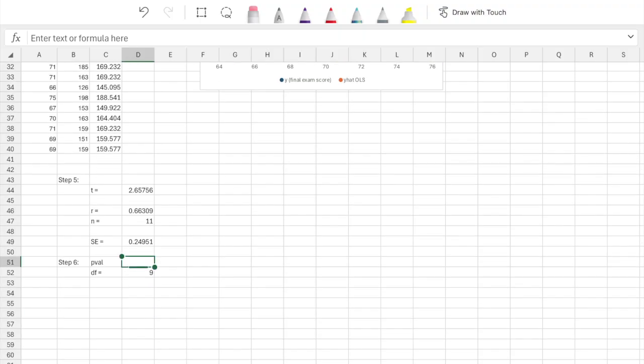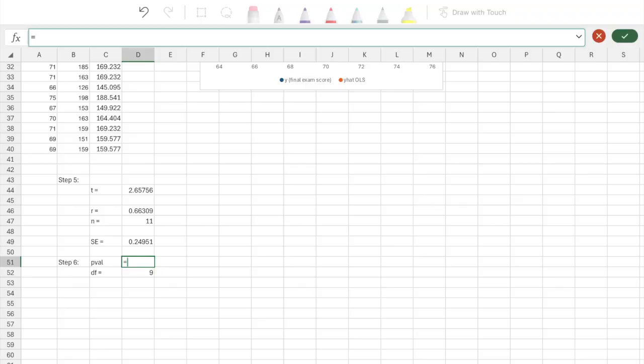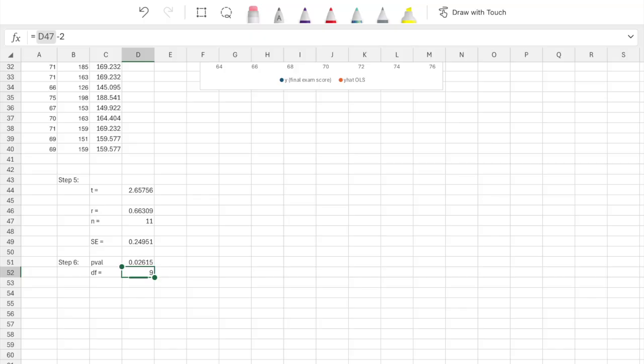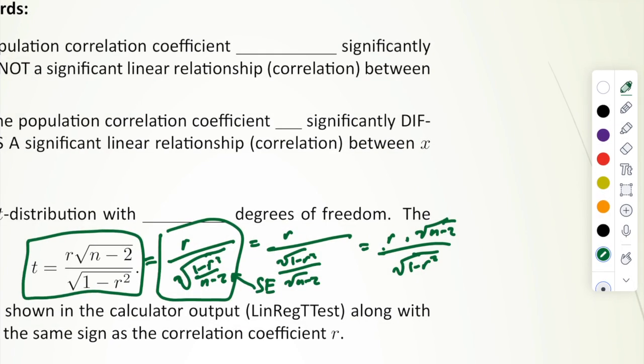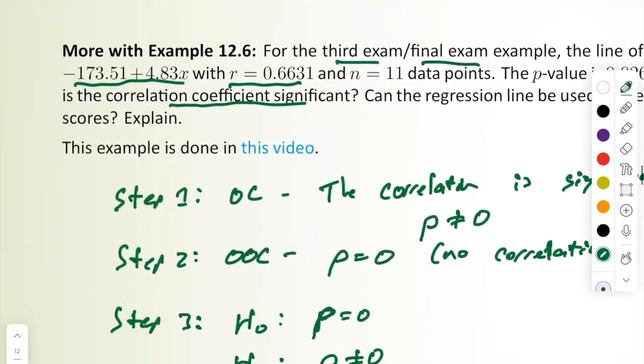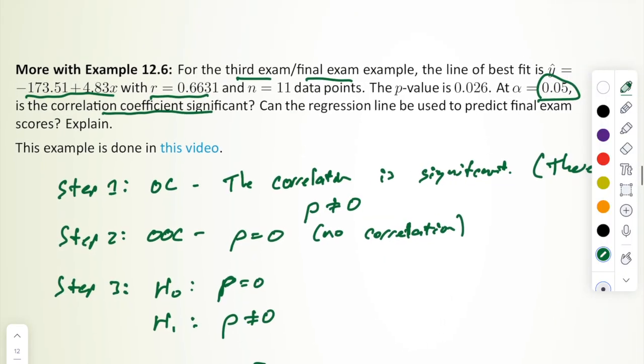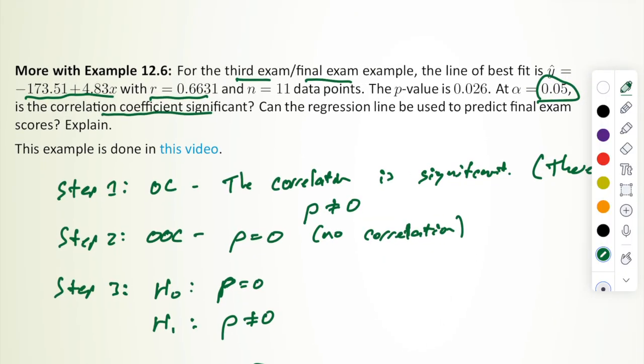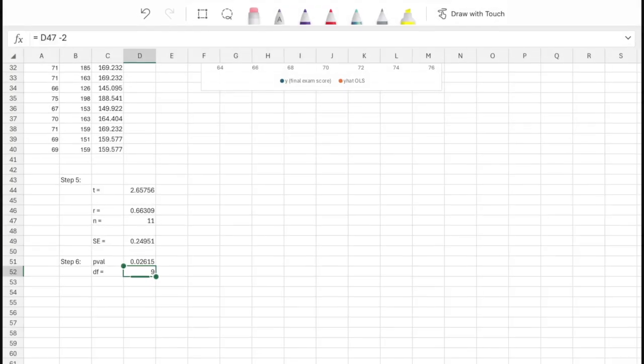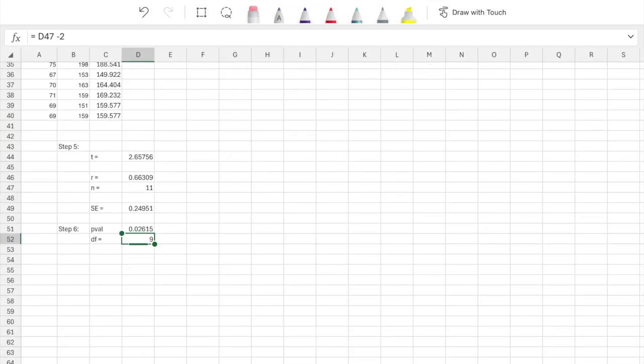All right, so I've got my degrees of freedom. Now I need my p-value. So this is going to be t dot dist dot 2t. It's a two-tailed test. I take that t-value, and I take that degrees of freedom, enter, and I get 0.026, which agrees with what they have in the book. All right, let's go ahead and take a screenshot of this little bit right here.